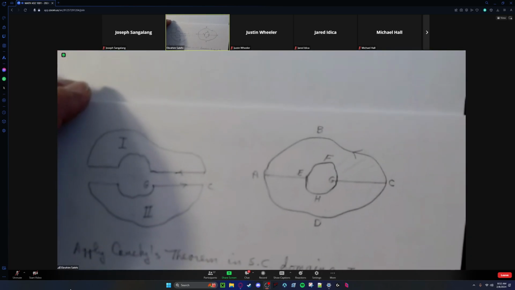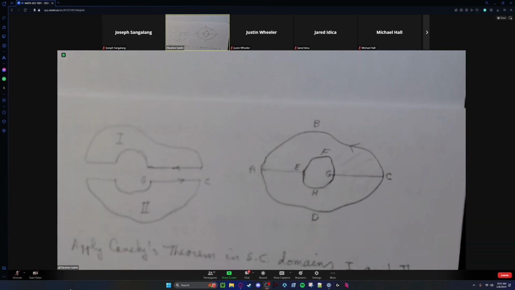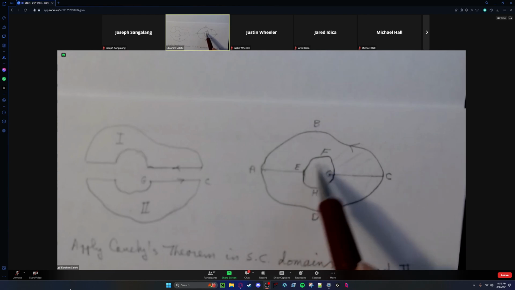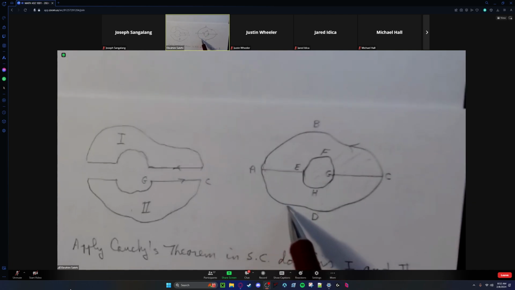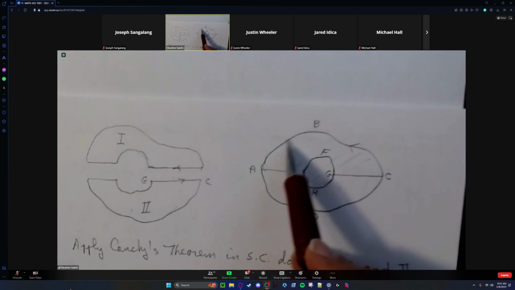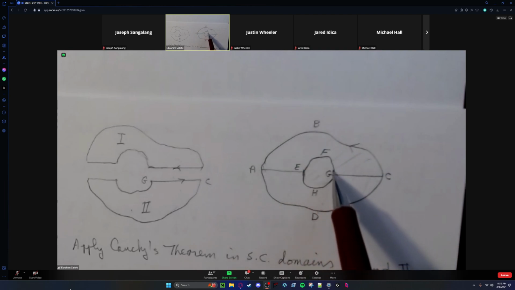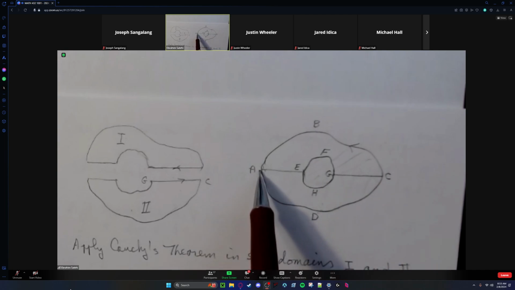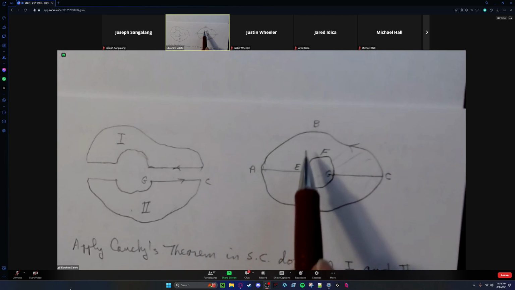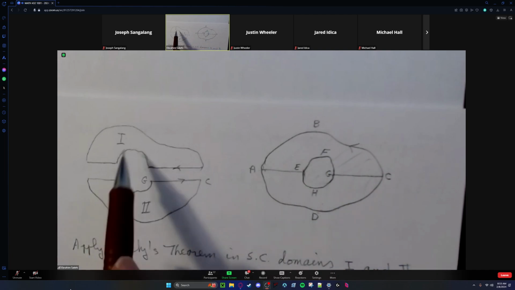All right. Here's a domain. This is a hole in it. So I have this outer boundary and this inner boundary, all right? Well, if there is a hole, I can cut. I can make a cut here and a cut here. So I will divide this into two parts.